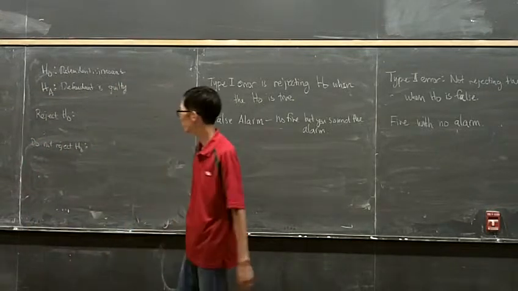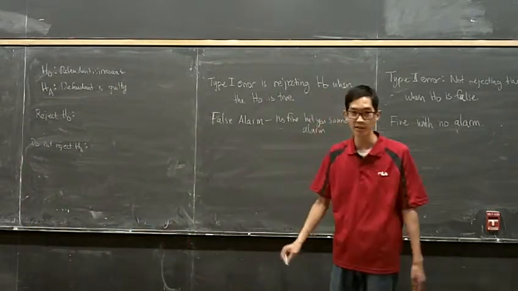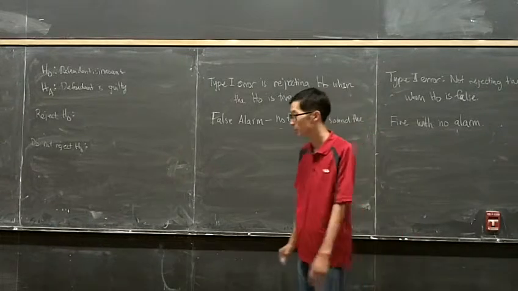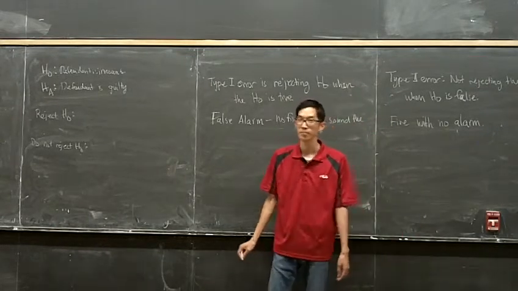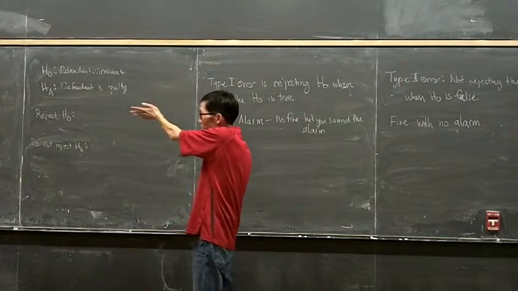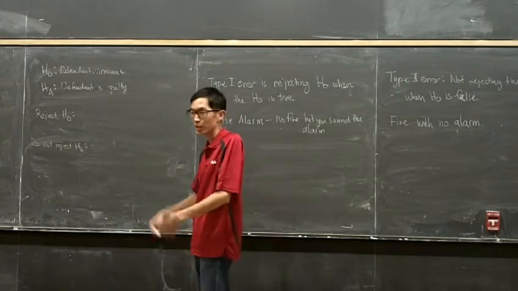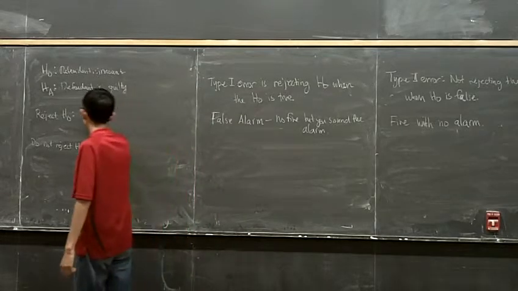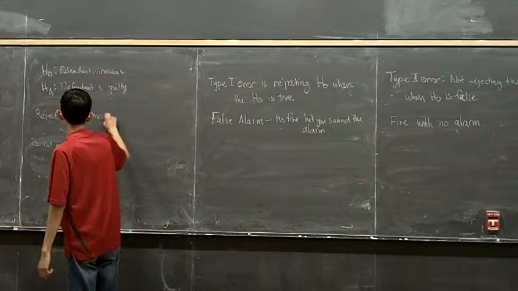Okay, what does it mean to reject the null hypothesis in terms of decisions that a judge or jury can make? You find the defendant guilty. Yeah, you reject the idea that this person is innocent, and you convict. You convict the defendant.